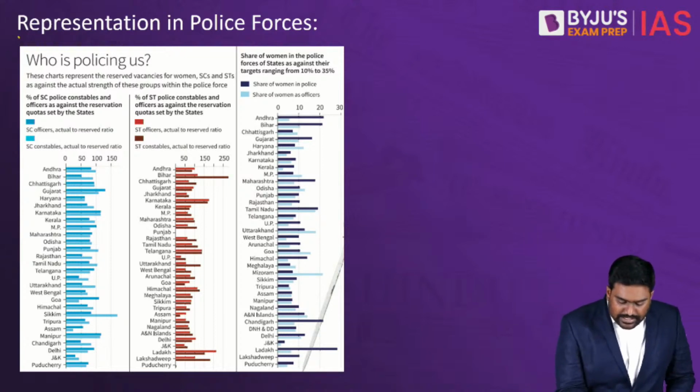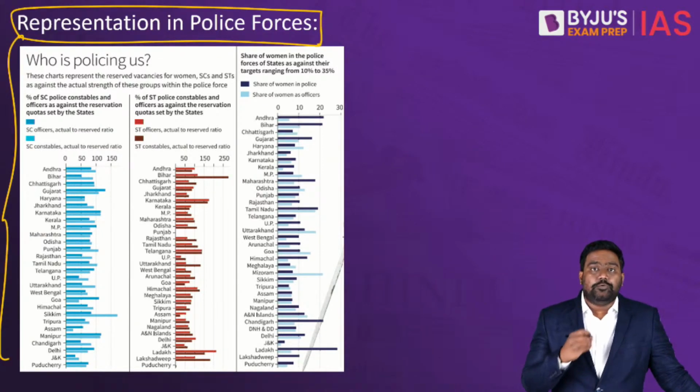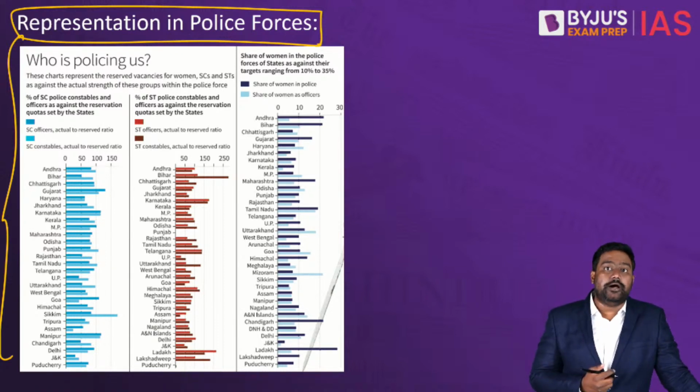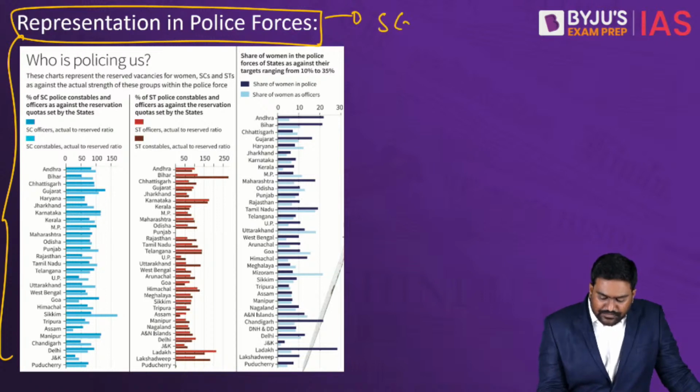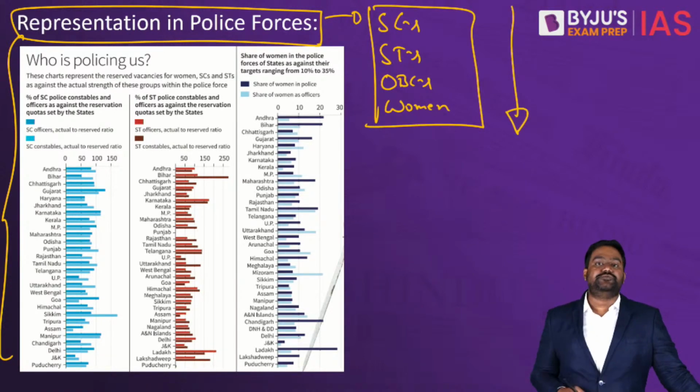Along with this, the report also looks at representation, social representation in our police forces. It's looking at how inclusive our police forces are. If you look at the weaker sections like SCs, STs, other backward classes, and especially women, they are all underrepresented in our police forces. This is another alarming finding.